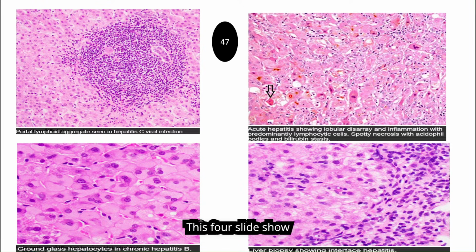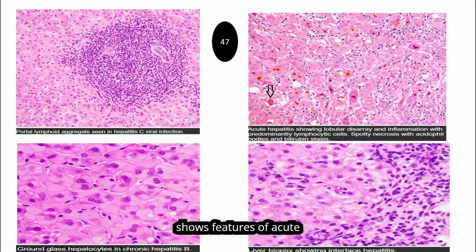These 4 slides show different changes. First shows hepatocytes and portal tract, but portal tract shows aggregates of lymphocytes and they are infiltrating into the surrounding hepatocytic parenchyma. So this is the characteristic feature of hepatitis C viral infection.